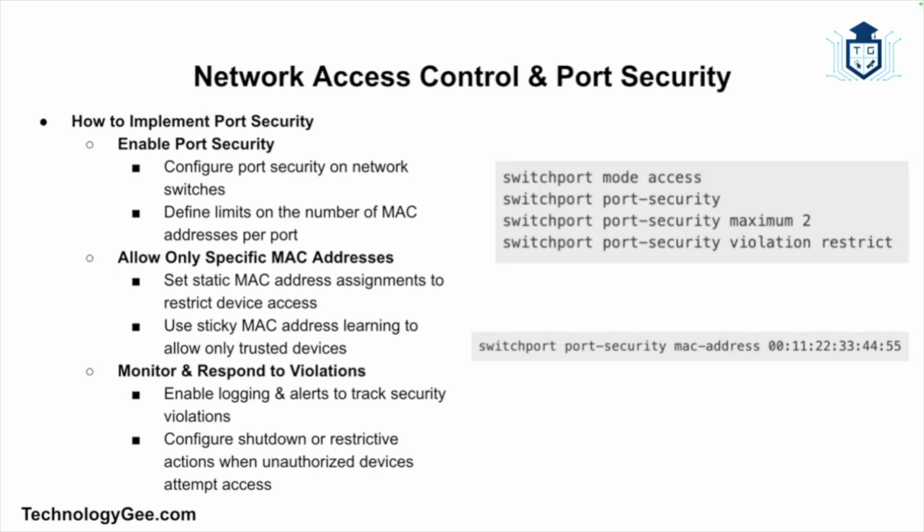And here are some of the basic steps to go about implementing port security. The first thing you want to do is enable port security, which you can do by typing in these types of commands right here. And then you want to only allow specific MAC addresses, and as you can see right here, here are some commands to help illustrate that. And then after you do all of that, you want to monitor and respond to violations. So you want to use logging mechanisms to track security violations when they occur.